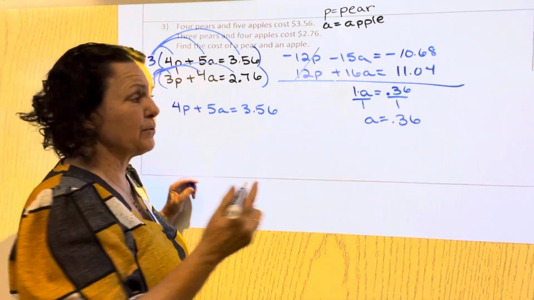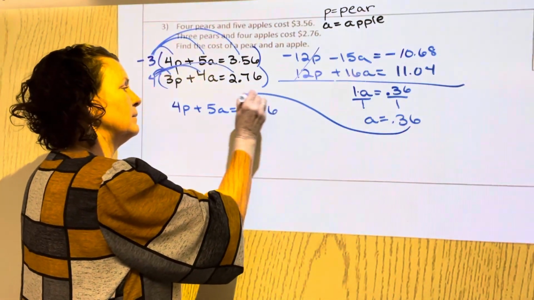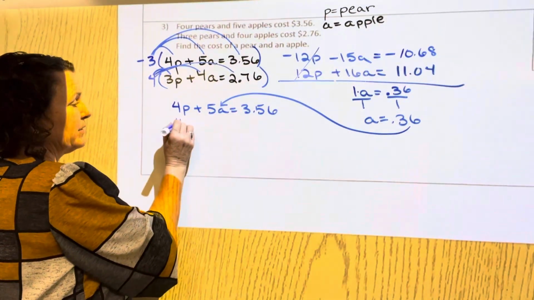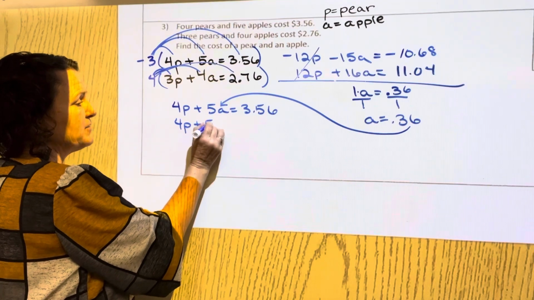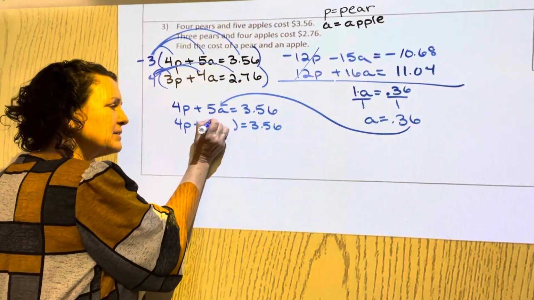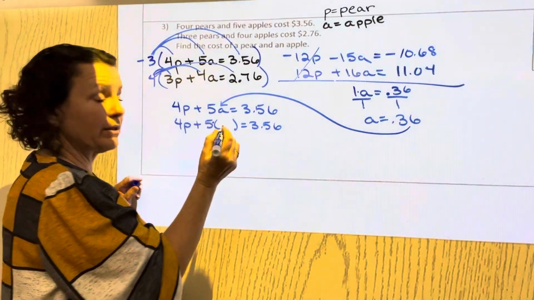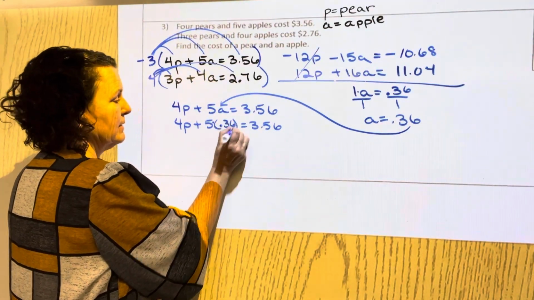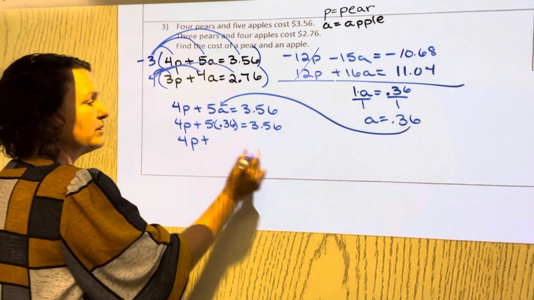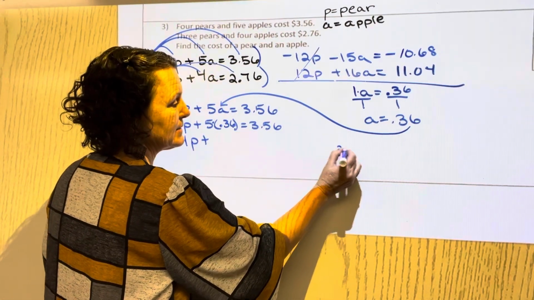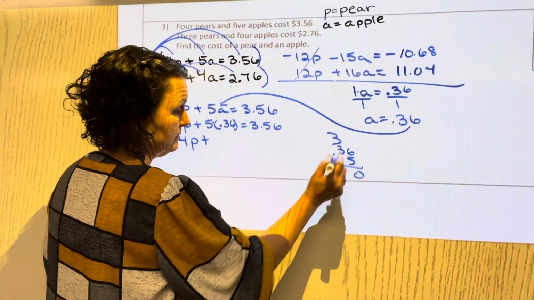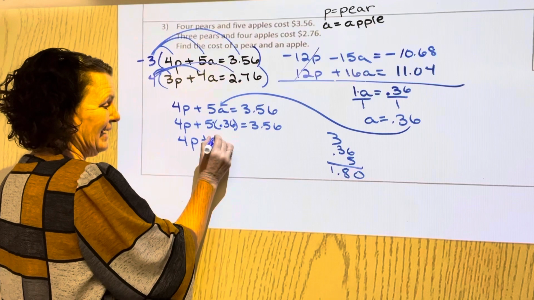But I now know a secret. I now know the cost of an apple. Remember, this is 4 times P plus 5 times something equals $3.56. 5 times something. Well, we know that something is 36 cents, that apple. So we have 4P plus $5 times 36. That's $1.80.